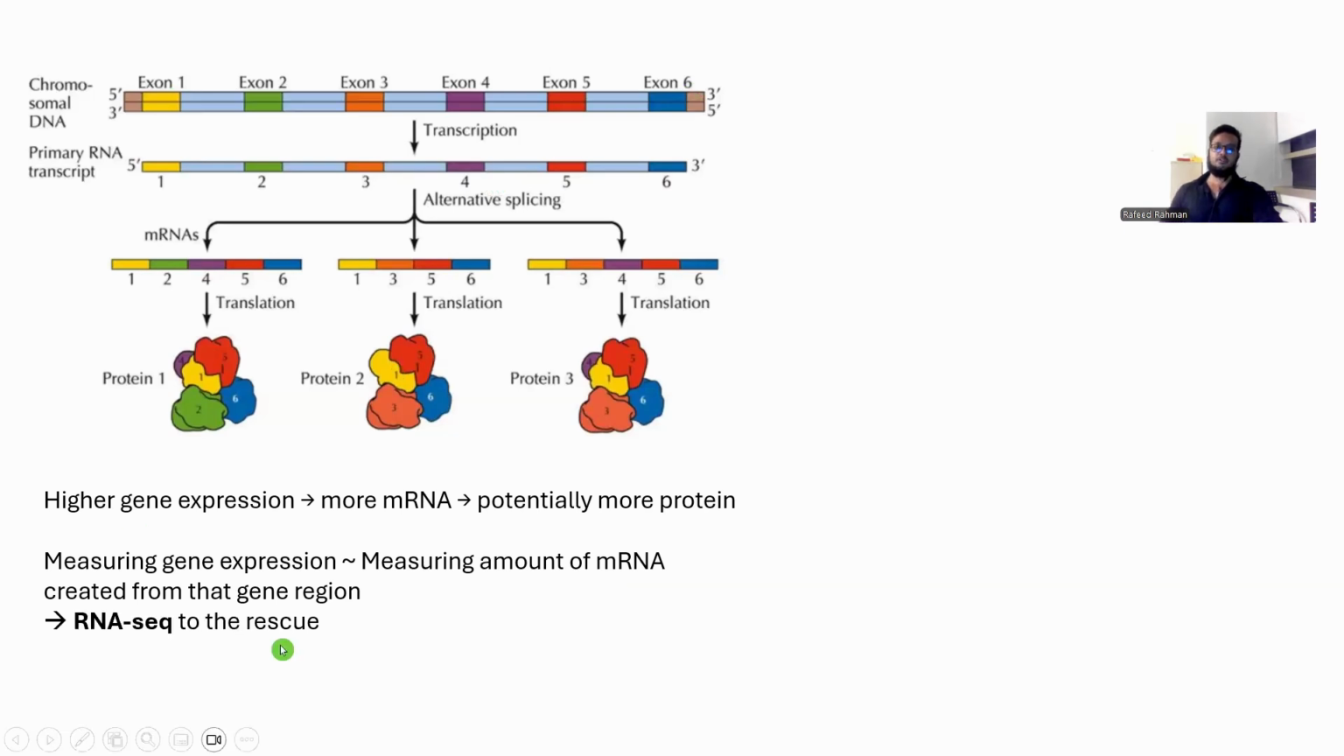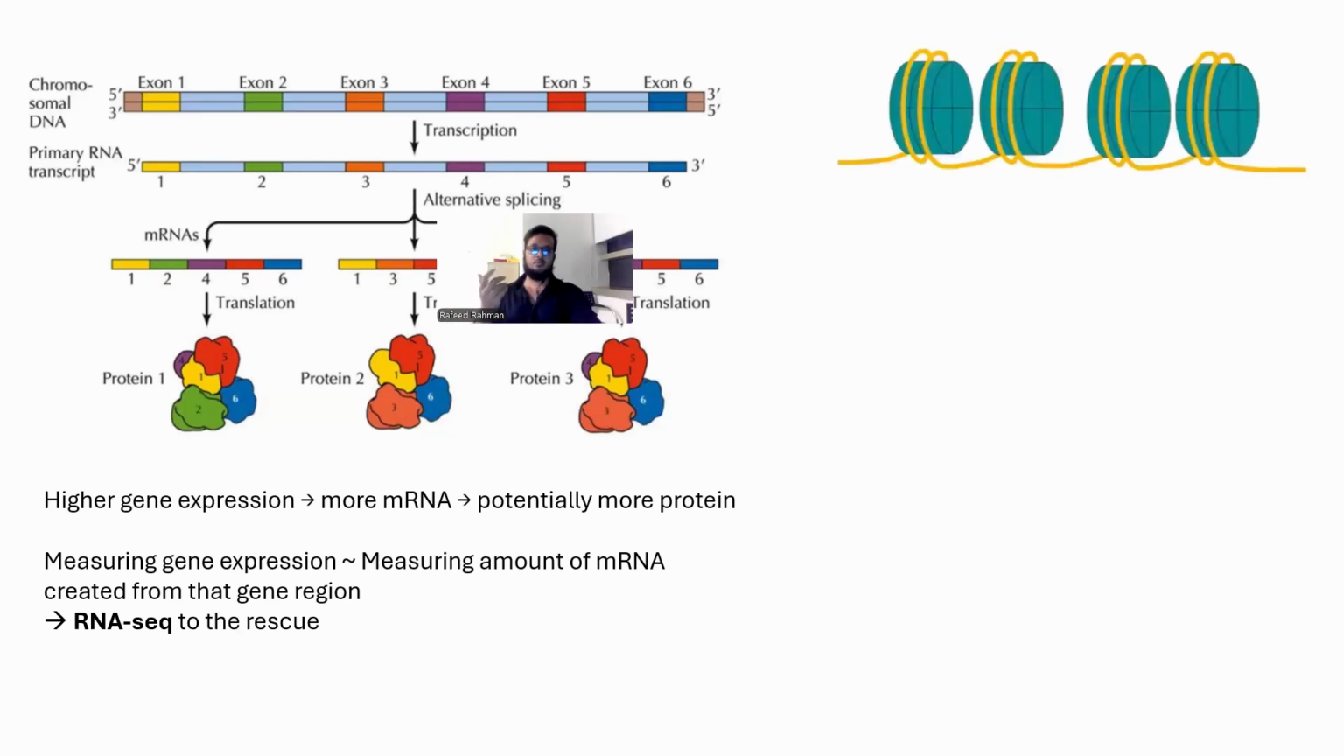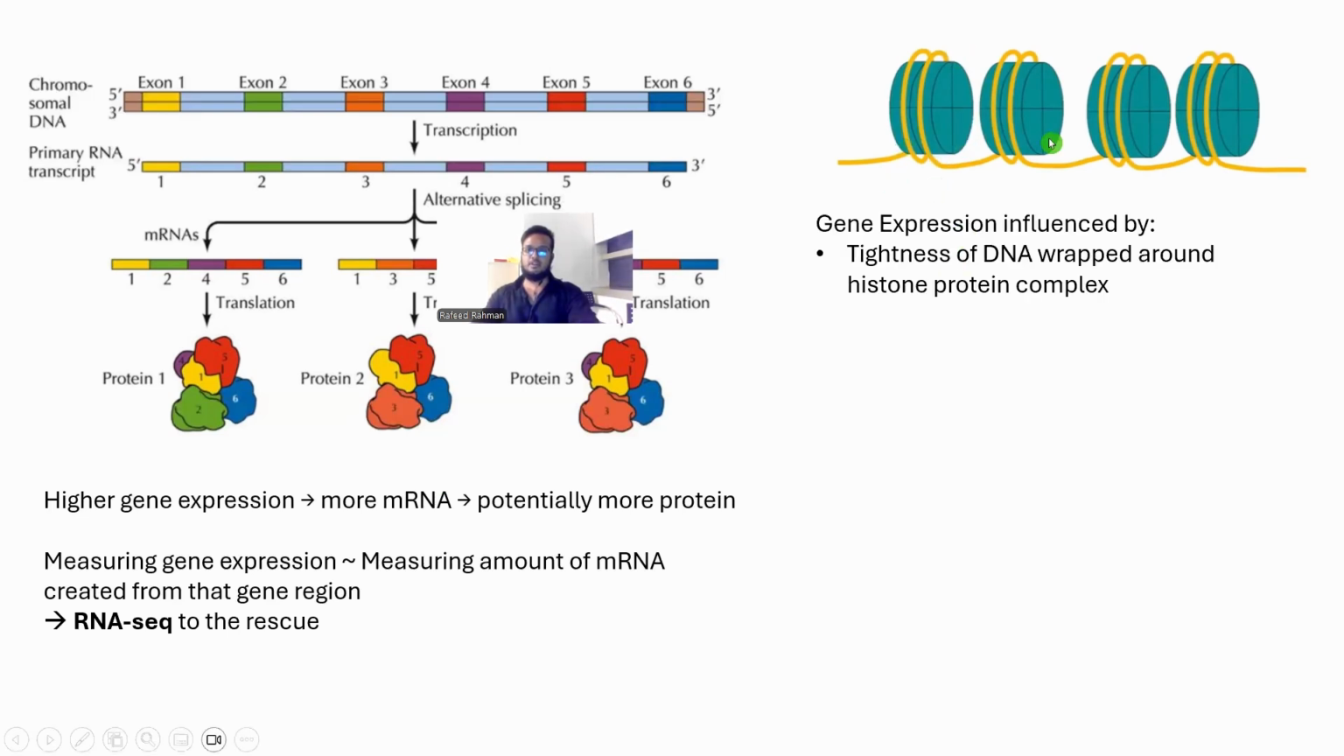We will shortly discuss RNA-seq, but let's first discuss the factors which influence gene expression. First of all, this picture, we are all familiar with this. In part 1 of this series, I talked about this. Gene expression is mainly influenced by the tightness of the DNA wrapped around these histone proteins. That is the main contributor. If some portion of the DNA is loosely bound or open and a gene is situated right there, then the gene is likely to be highly expressed. And if it is tightly bound, then the gene is likely to be lowly expressed or suppressed.